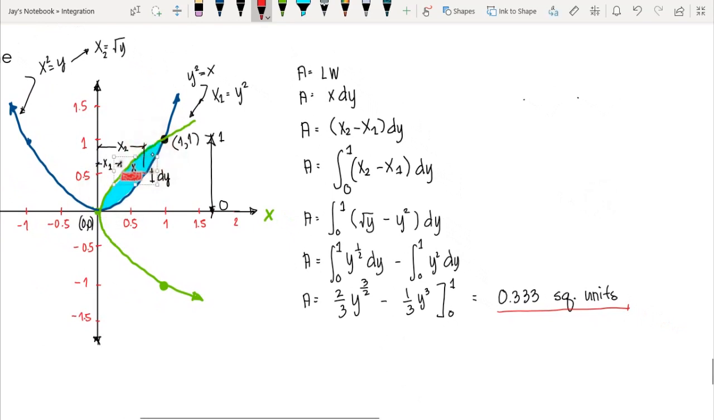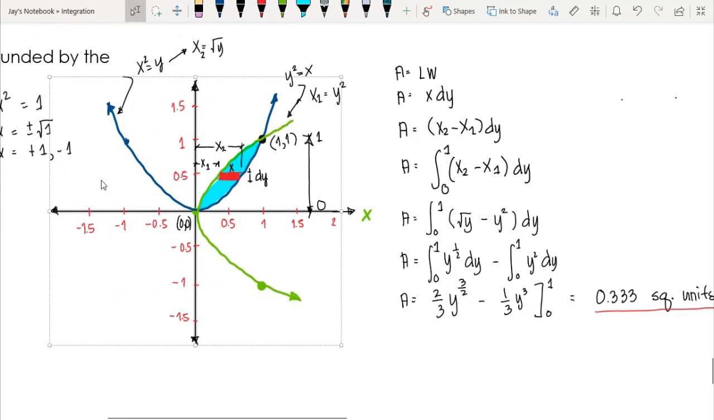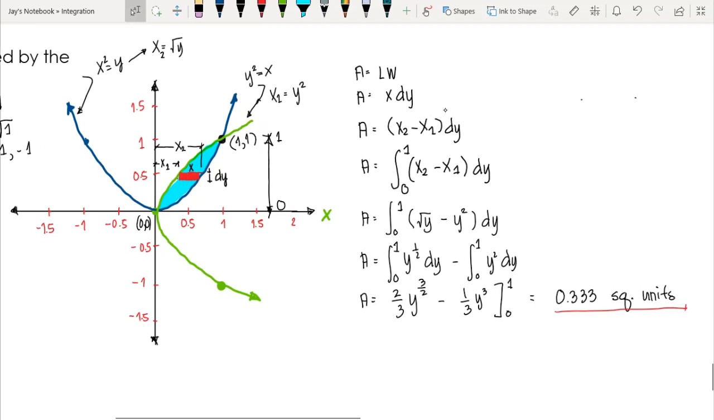So we used a horizontal strip. You can also try using a vertical strip for this one. It is the same procedure: we just set the height as y sub 2 minus y sub 1, and the function of y sub 2 with respect to x depends on which curve y sub 2 touches. So 0.333, which is equivalent to 1/3 square units, is our answer to this problem. I have prepared a new example in the next video.